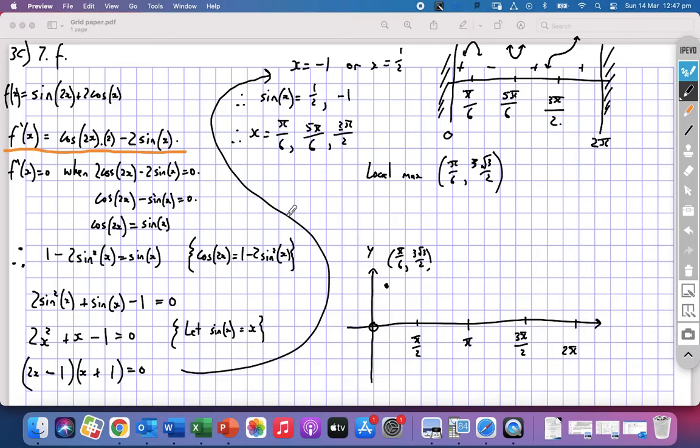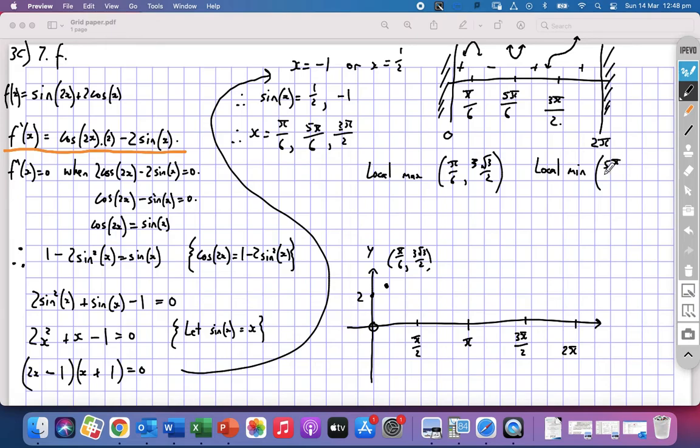What's the y-intercept? The y-intercept is when x is 0. So if x is 0, sine of 0 is 0, cos of 0 is 1, so we get plus 2 times 1. So it starts at 2. I can put the y-intercept on as well. It's going to go 2 and then it's going to come back down. Let's see where the local min is. Local min happens at 5 pi on 6 here.